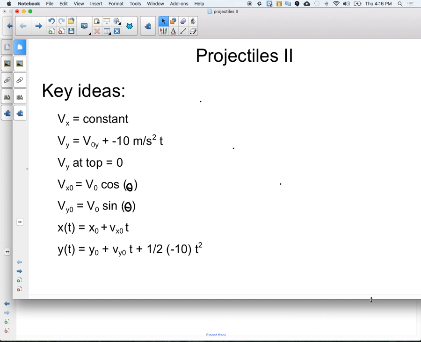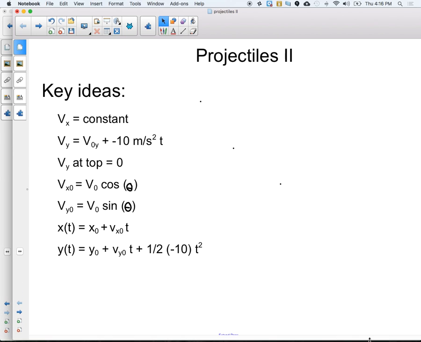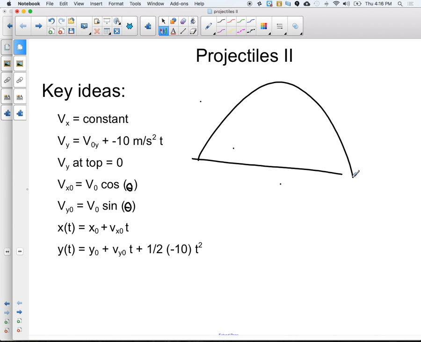Okay, we're going to talk about projectiles now, part two. And when we do projectiles, really what we're talking about here is if I have the ground and then I launch something and it makes a parabolic path. There's a couple things we need to define. First is the initial angle and the initial velocity that the projectile takes off at, which we typically call v sub 0.